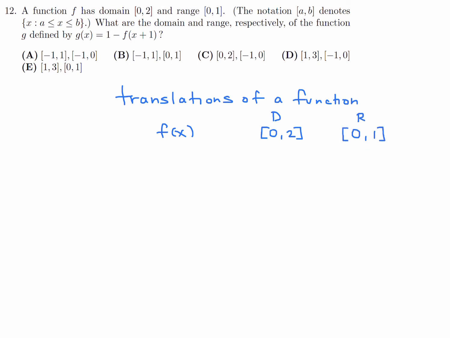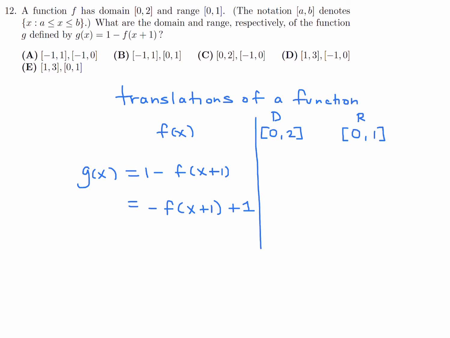All right. So first thing is, what is g of x? It is 1 minus f of x plus 1. Now I'm going to change the order a little bit. I'm going to say minus f of x plus 1, plus 1. Okay, a little bit easier to explain that way. Okay, first let's just concentrate on the domain right here. X, I am basically translating this by pushing it 1 unit to the left.